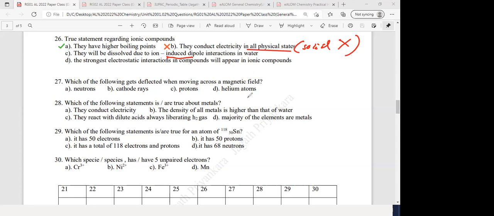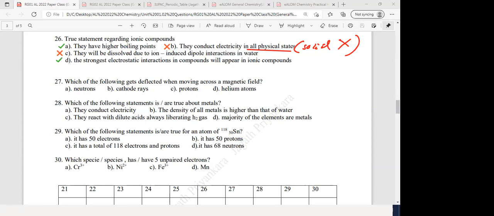Because it's an ionic compound, C is wrong. D: the strongest electrostatic interaction in compounds will appear in ionic compounds. That is correct. The answer is only A and D. How many of you got the correct answer? A and D only are correct.